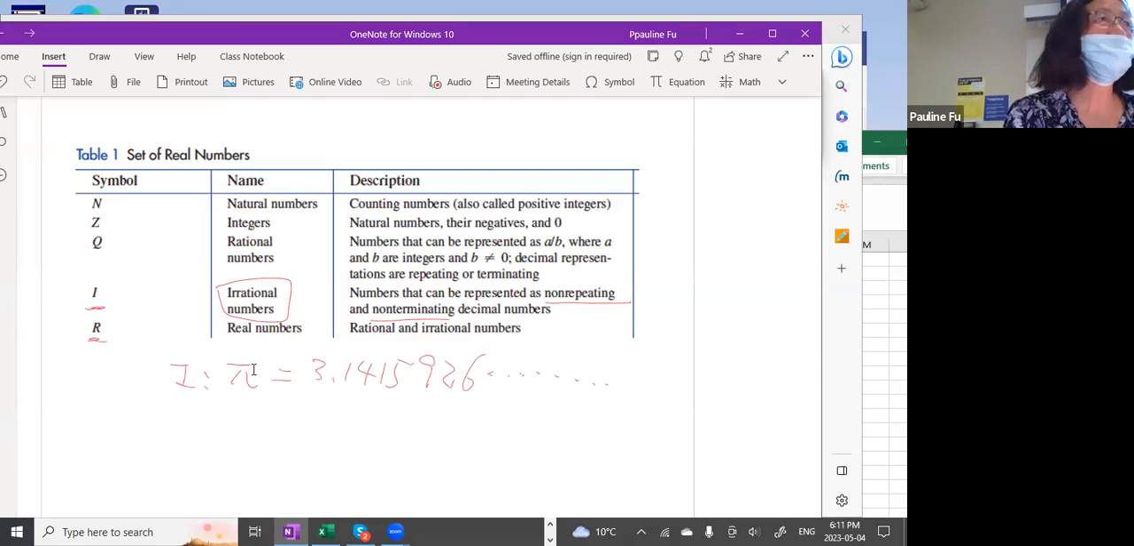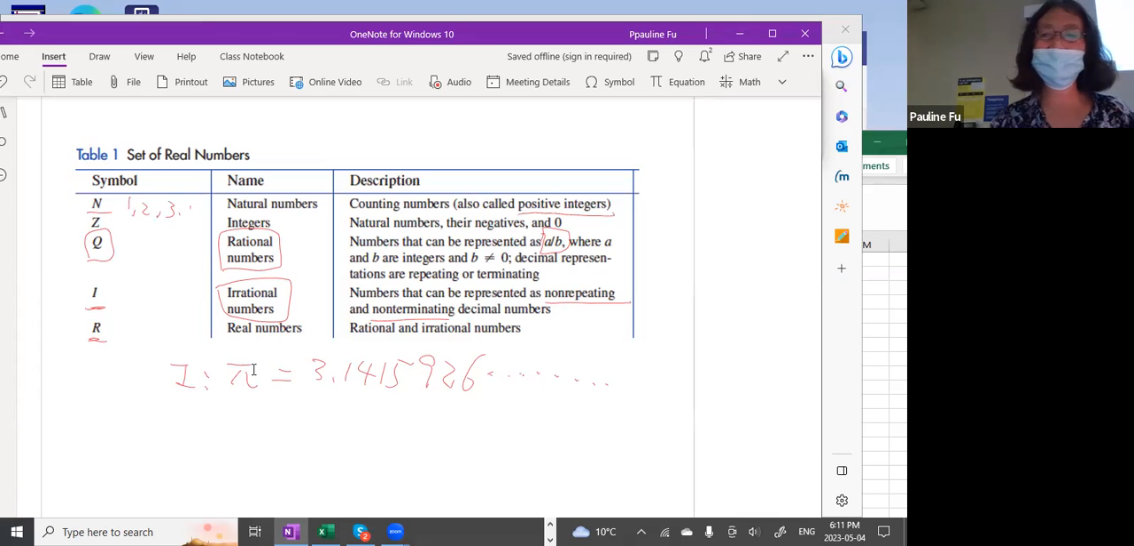Real numbers, we use the letter R. Rational numbers, we use the letter Q. A rational number is a number in fraction format, A over B. Natural numbers, capital N, are just 1, 2, 3. Natural numbers are sometimes also called positive integers. And integers use the letter Z, and include negative numbers and 0.